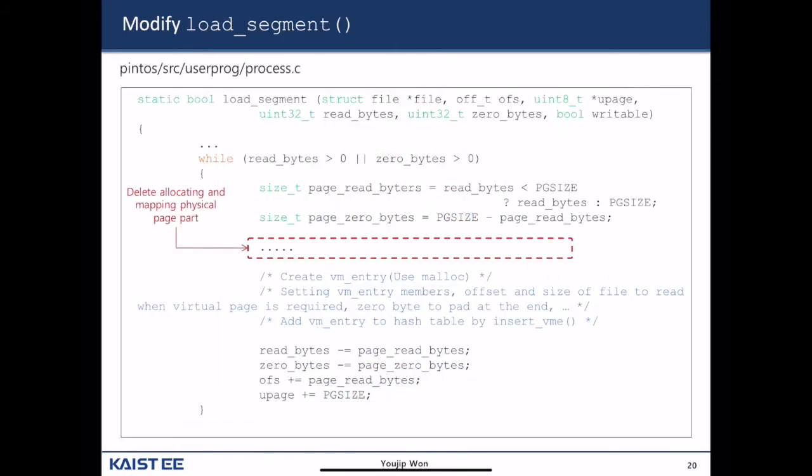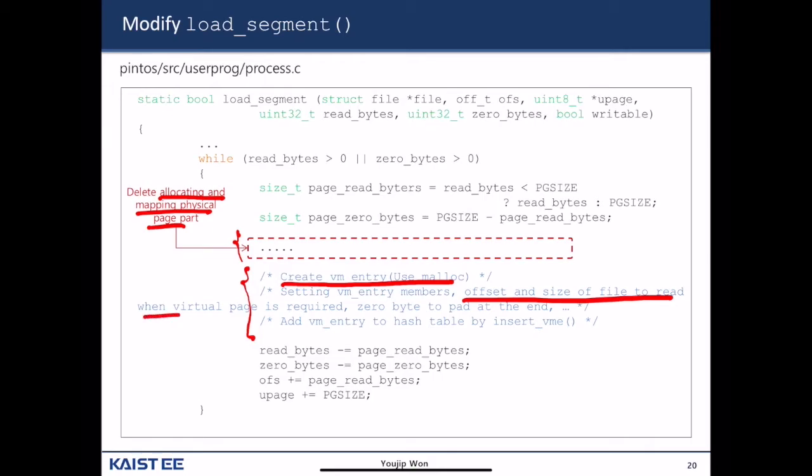This is the code. So maybe I am too kind to let you know the details of everything. Here, you have to delete this part, the allocating and mapping of the physical page. So you should remove this part and then add this code. Create the VM entry using malloc and set the VM entry members, including the offset and size of the file to read. And add the VM entry to the hash table by insert VME.